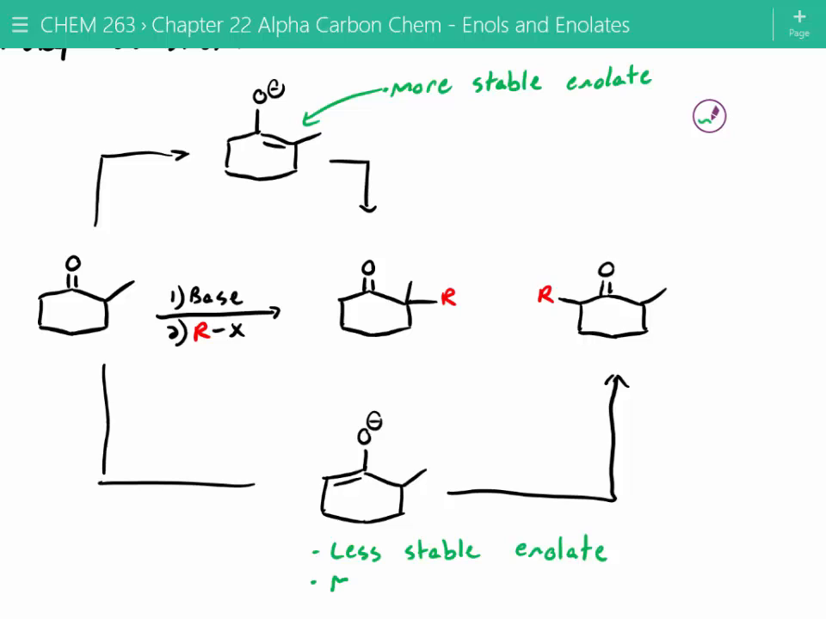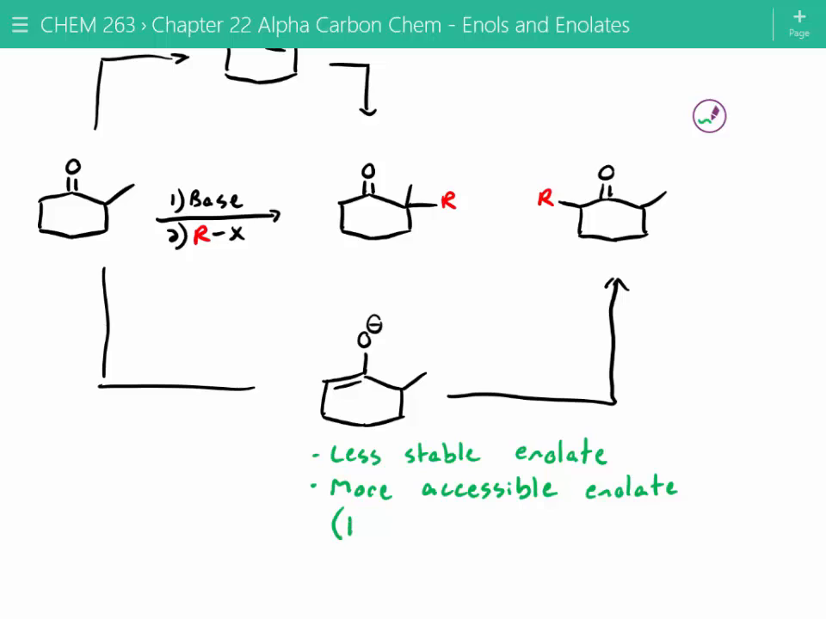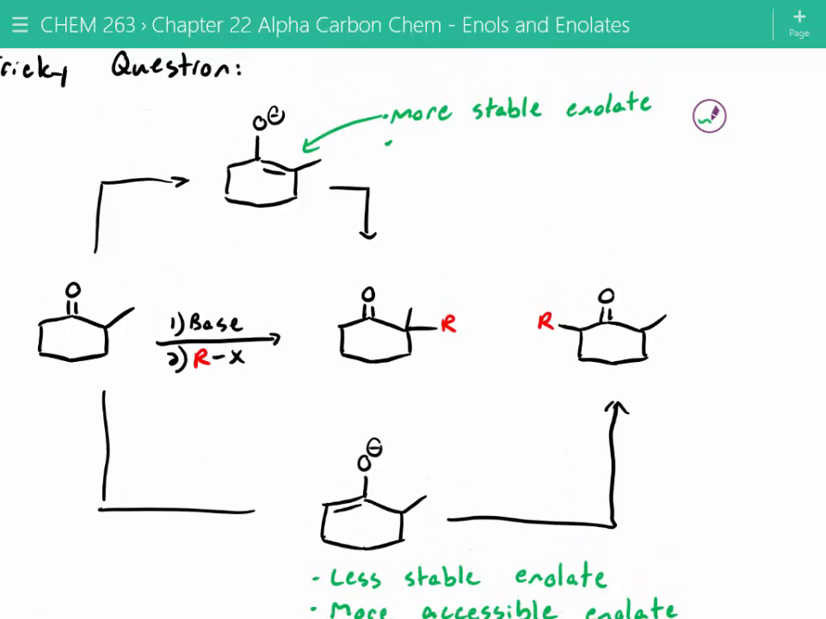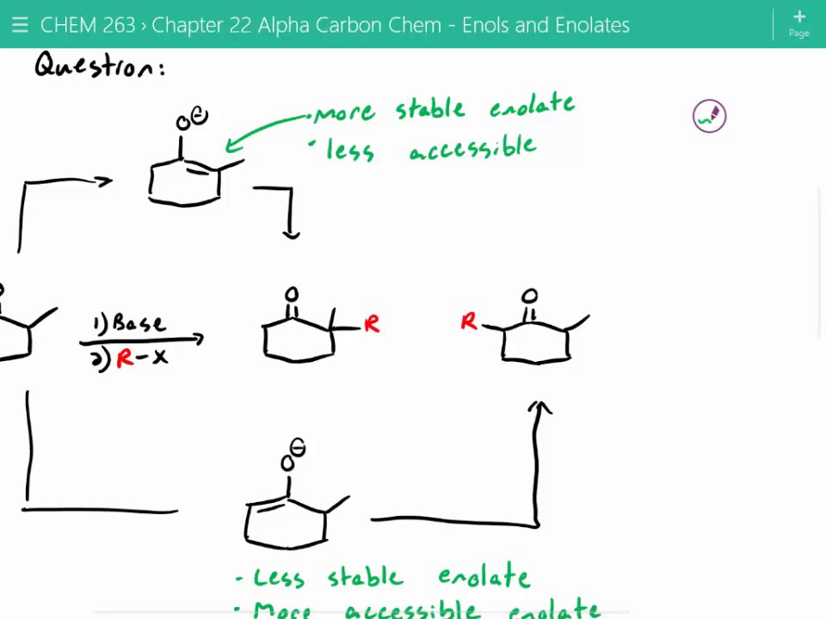So this one has the more accessible enolate. So in this case, it actually has a lower activation energy. My notes were flipped. And if we look at this top one, we would say that this one is the less accessible enolate. Its proton in that alpha position is harder to grab.